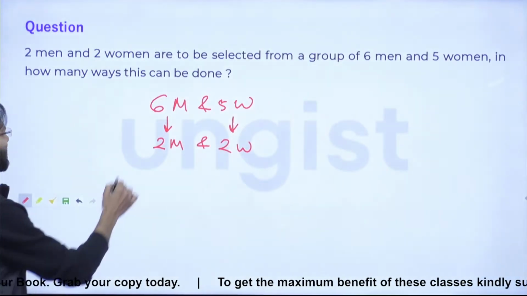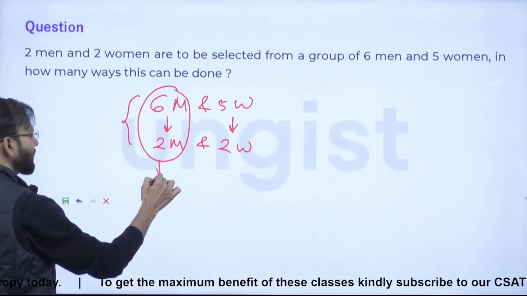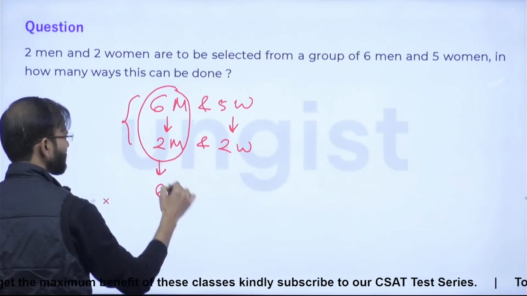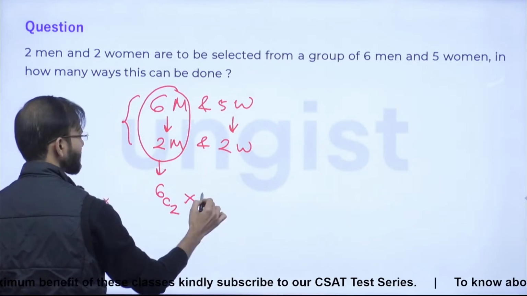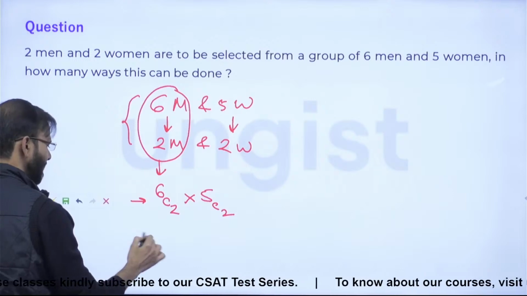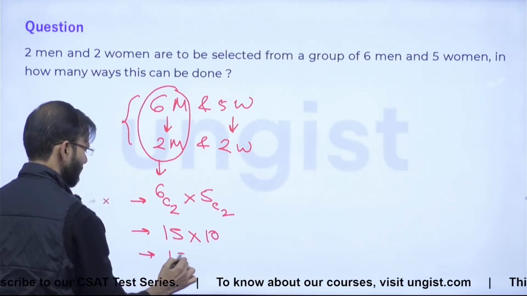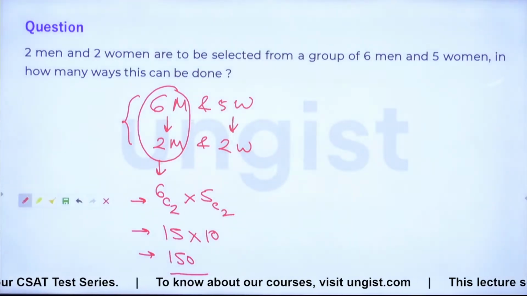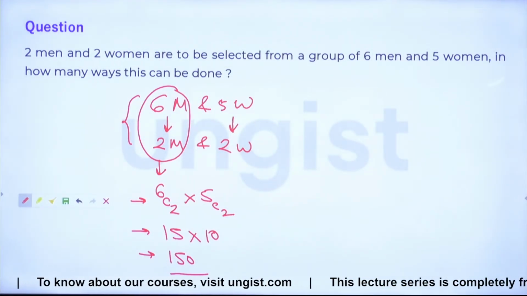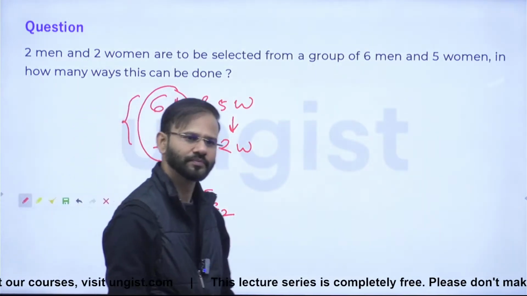So, out of 6 men, if you have to choose 2 men, this is 6C2, right? And "and" means product. Now this is 5C2. What is the value of 6C2, everybody? 15. What is the value of 5C2? 10. The answer is 150. Right? Everybody clear? Any doubt to anyone? Any confusion? No? Right?